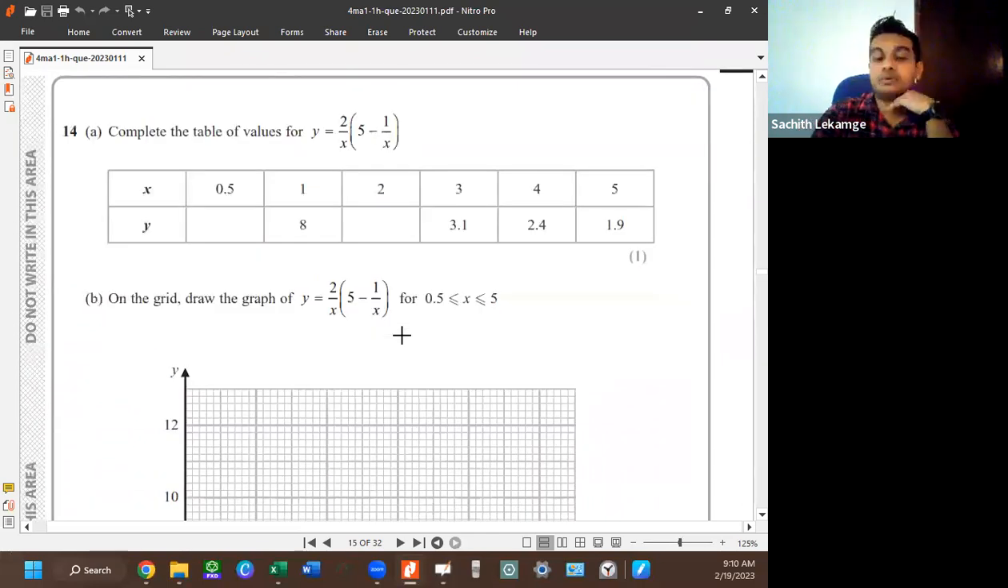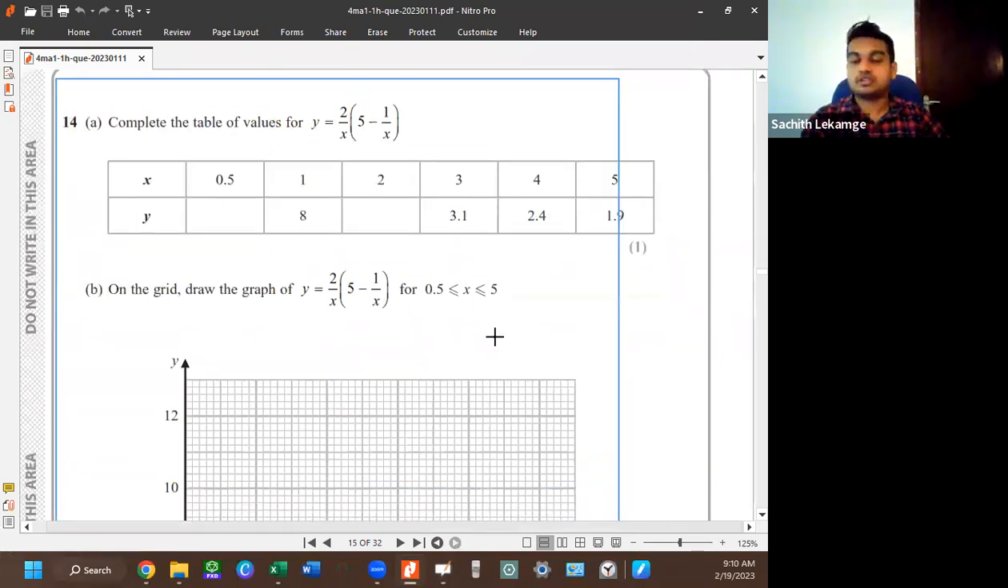Complete the table. This is a good one. Drawing graphs. Yeah, sure.